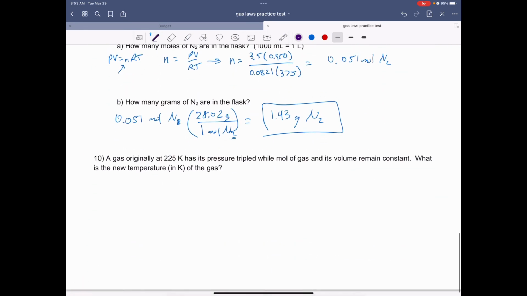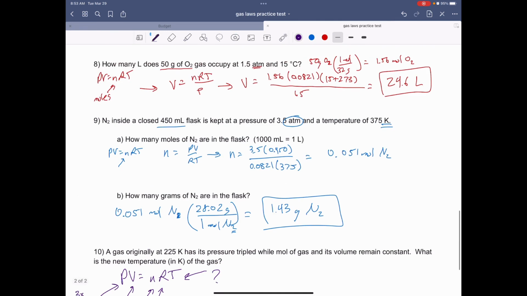So let's just start with PV equals nRT. It says that the moles of gas and the volume are going to remain constant. So we're not changing V and N. R is always a constant, so that's not changing. So this is really similar to the previous problem. We're just saying, okay, what if you triple, so we're going to say 3 times. If you triple the pressure, what's the effect on the temperature?